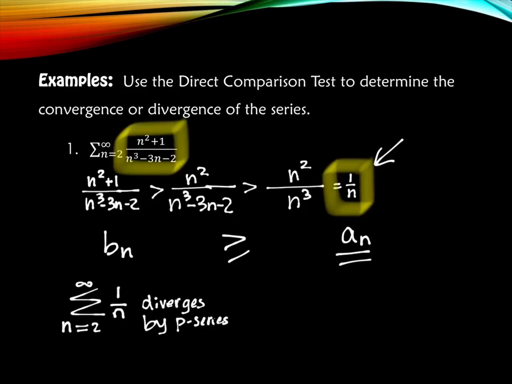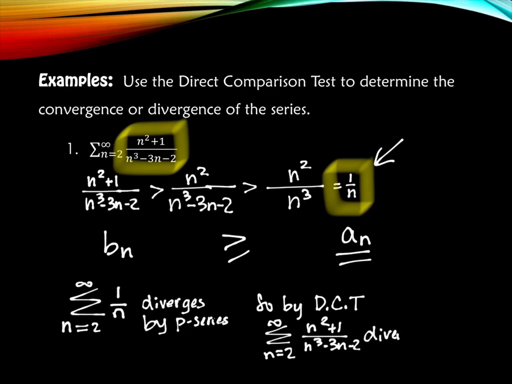So, let's see. By the direct comparison test, feel free to write that out. The summation from n equals 2 to infinity of n squared plus 1 over n squared minus n cubed minus 3n minus 2 diverges also.